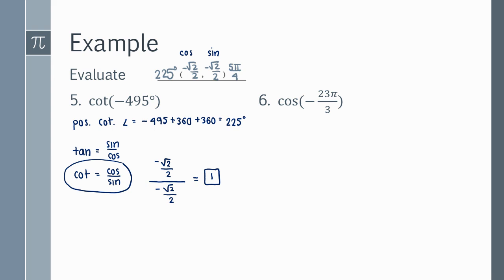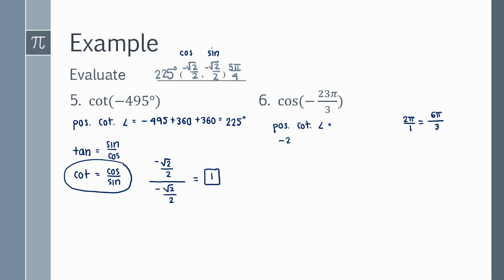Now I want to find cosine of negative 23 pi over 3. So once again, the moment I see a negative angle, I know I'm not going to be able to find it in my unit circle. So we are going to find a positive coterminal angle. Because my denominator is 3, 2 pi over 1, I'm going to turn into a denominator of 3, which means that we want to be adding and subtracting 6 pi over 3.